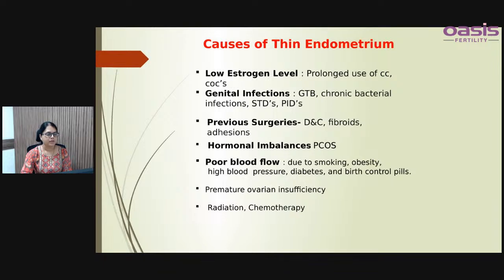Then hormonal imbalances, as in the case of PCOS cycles. Then poor blood flow, which is due to smoking, obesity, high blood pressure, diabetes, and again birth control pills. These all cause poor blood flow to the endometrium, which again causes thin endometrium. Then premature ovarian insufficiency, where again there is hormonal imbalance, that is, a decrease in the estrogen content in the body. Then patients undergoing radiation and chemotherapy. So these are all the causes of thin endometrium.